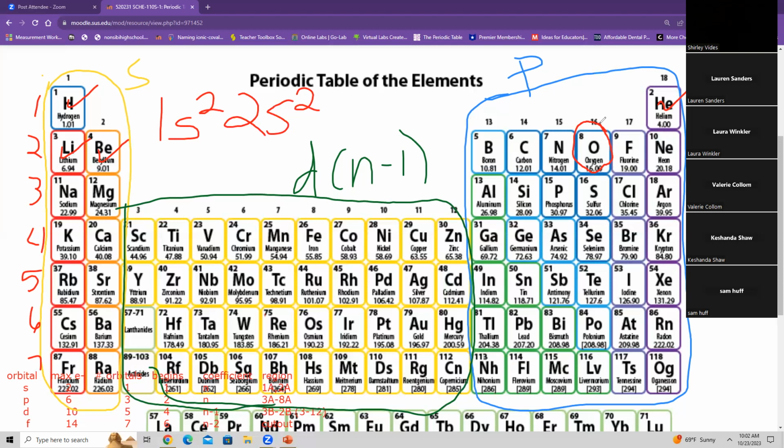Okay, so the next one would be 2. We're still in 2. See, this is 2, and this was N, remember? So 2, and then that would be P, and we have 1, 2, 3, and 4. So 2p4. And that's how you do oxygen. So 1s2, 2s2, and 2p4. And we stopped there because we reached our goal.